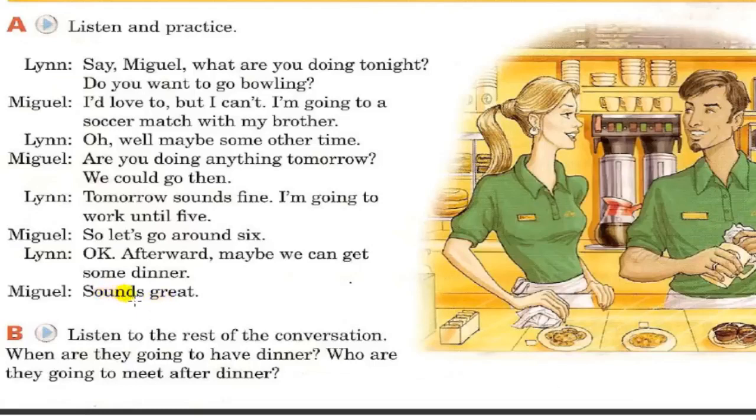First question. What's Miguel doing tonight? Tonight, he's going to a soccer match. Miguel is going to a soccer match with his brother. Is Lynn doing anything tomorrow? Yes, she's going to work until 5.